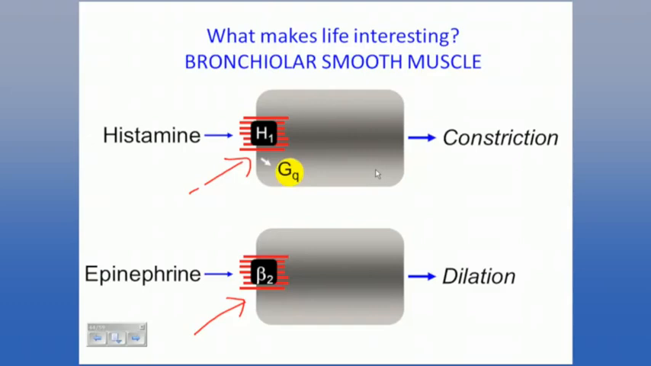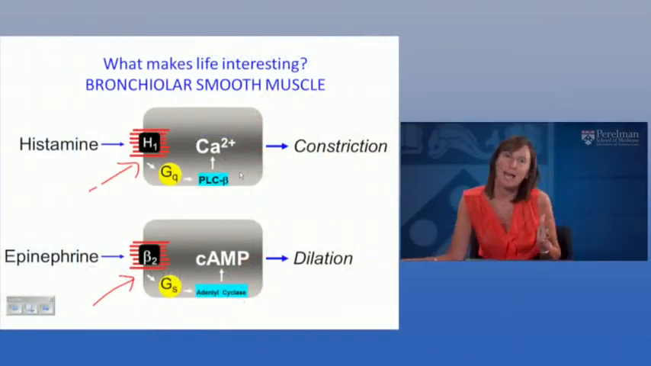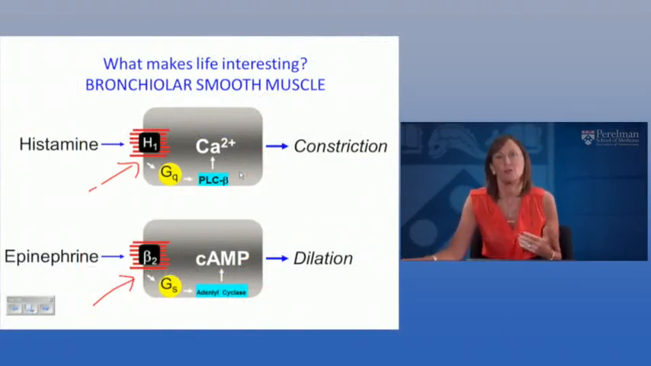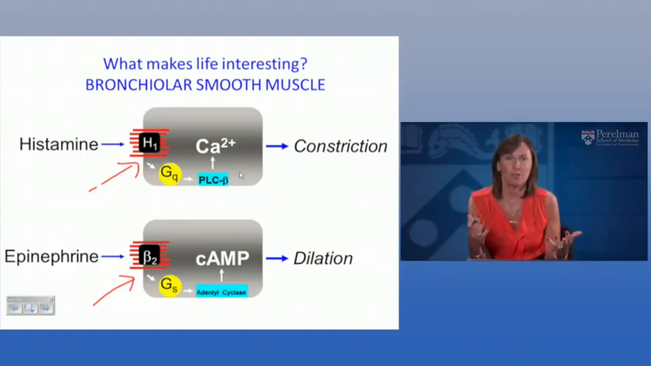So the H1 receptor, as we just described, is coupled to Gq. It results in an increase in PLC, an increase in intracellular calcium, and bronchoconstriction. Epinephrine binding to the beta-2 adrenergic receptor activates its G protein, which is Gs. This results in an increase in the effector adenyl cyclase, an ultimate increase in second messenger signaling pathway involving cyclic AMP and bronchodilation. And what makes life so fascinating and interesting to a pharmacologist is this natural homeostasis.